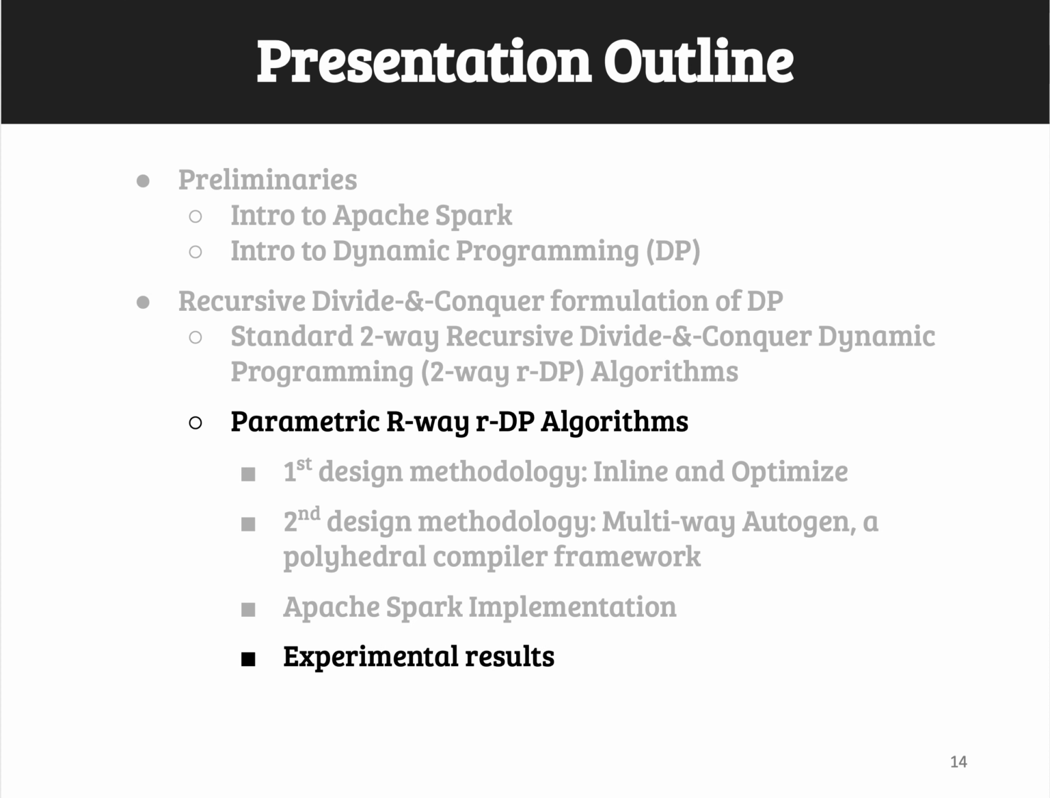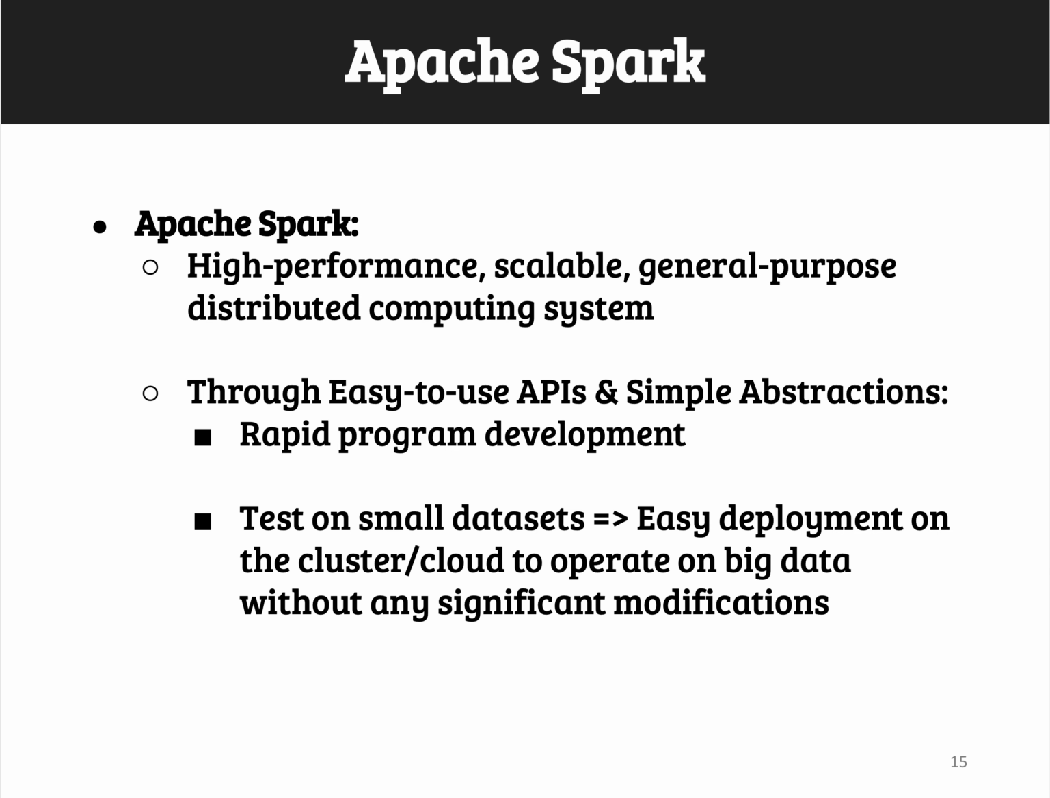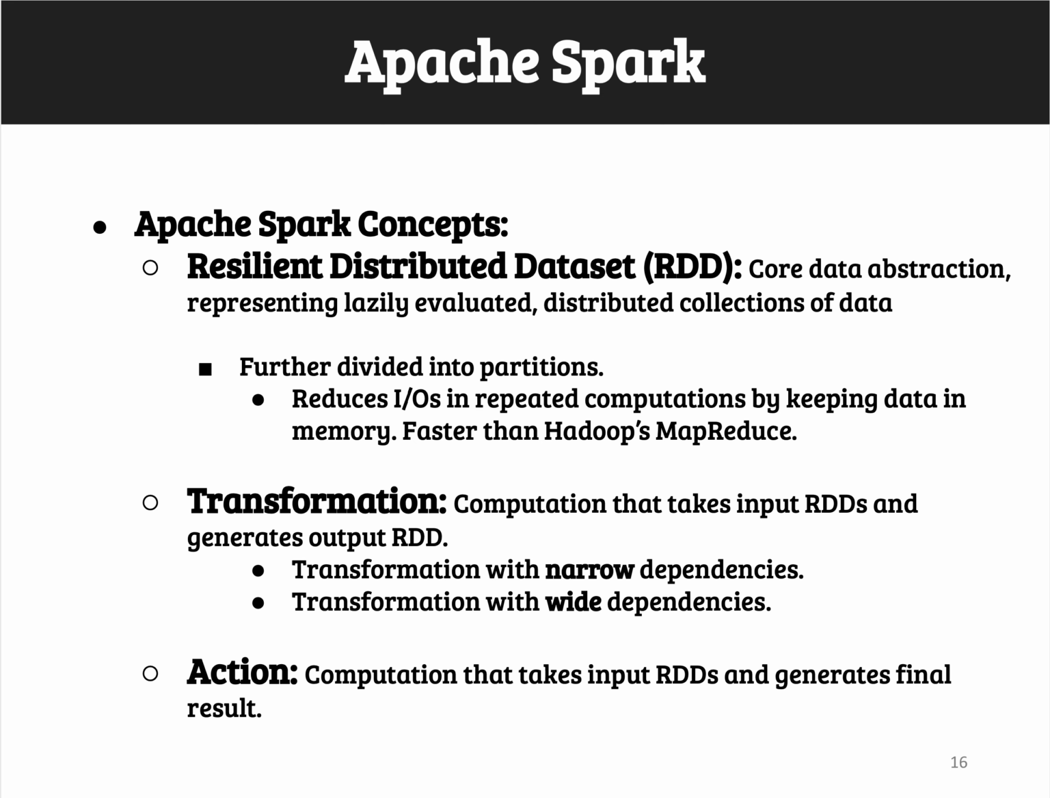Apache Spark is a high-performance, scalable, general-purpose distributed computing system. Through easy-to-use APIs and the simple abstractions, one can do rapid program development and test the program on small datasets. However, it is very straightforward to deploy the program on the cluster or cloud to operate on big data without any significant modifications. There are three important concepts in Apache Spark.